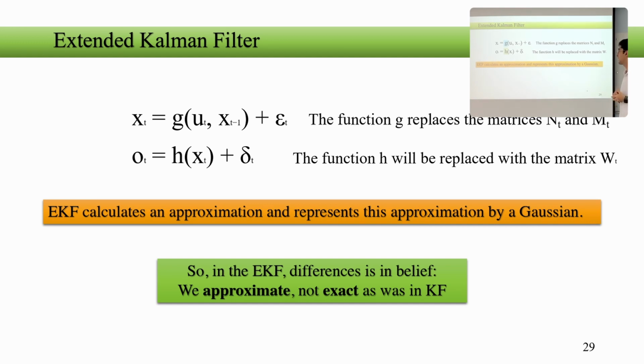We say EKF calculates an approximation and replaces this approximation by a Gaussian, so that this g and h are doing that. So in the extended Kalman filter we are approximating based on these functions. We don't have exactly the precise value. If you are familiar with neural networks already, we have a very similar concept over there. We have a model that is trying to predict the output. But here we are not going to use such complex models. We are going to use simple math to achieve it.